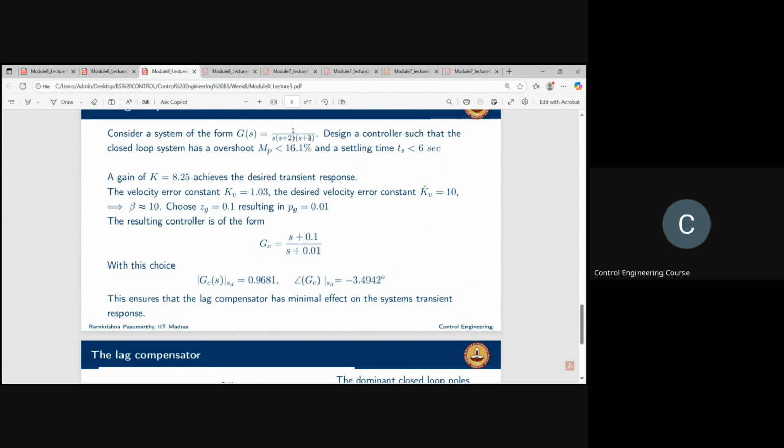See, if ZC and PC are much, much closer to the origin than all the other poles, practically you can take them as zero, right? For all practical purposes, there's a pole zero cancellation. Compared to the other poles, the ZC and PC are coincident, and actually they're a pole zero cancellation.